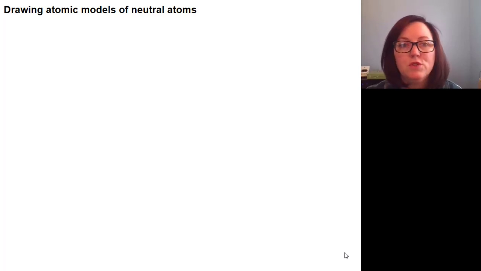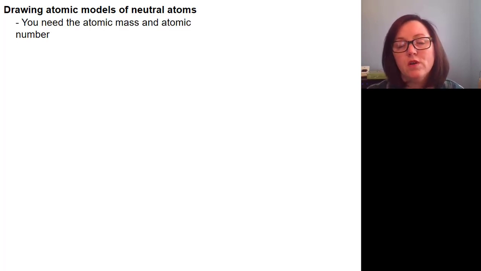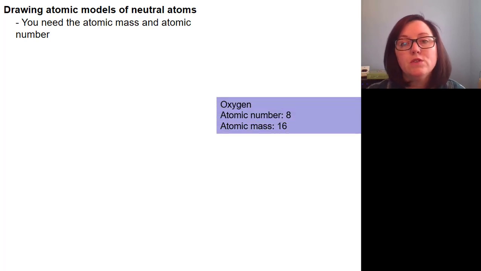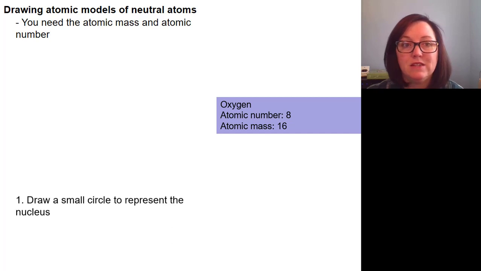Hello, in this video I'm going to show you how to draw a basic atomic model of a neutral atom. So for our example, we're going to draw the atomic model for oxygen. And to do this, we need some information. We need the atomic mass and the atomic number. So the atomic number for oxygen is 8 and the atomic mass is 16.